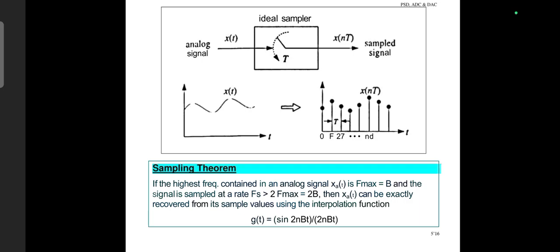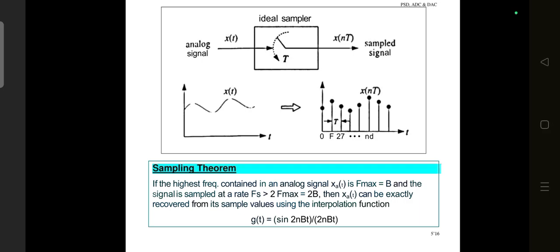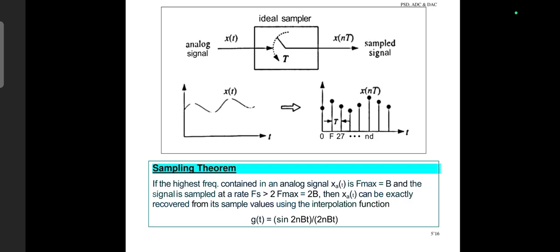So the next concept is ideal sampling. In ideal sampling, samples are obtained from the continuous time signal at equally spaced time intervals. The sampling operation can be visualized as taking instantaneous values of the analog waveform. So the important point is that sampling converts a continuous time signal into a discrete time signal. However, simply taking samples is not enough. The sampling frequency must be selected properly. If the sampling rate is too low compared with the highest frequency present in the analog signal, the original signal may not be recovered correctly. So this leads us to the sampling theorem.